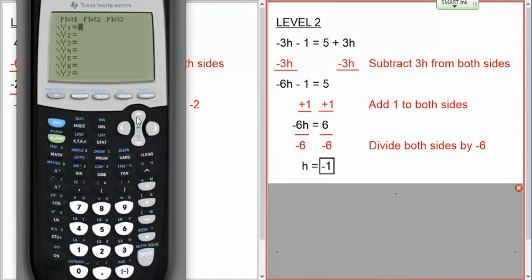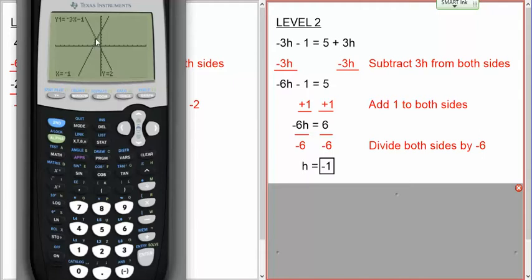Let's show a different way to check this one. I'm going to go into the y equals screen. I'm going to graph the left side of the equation, using x instead of h. And I'm going to graph the right side of the equation. When I graph them, you can see at negative 1, right there, that's where they cross. If I press the trace button and type negative 1, that takes me right to the intersection of the two lines.